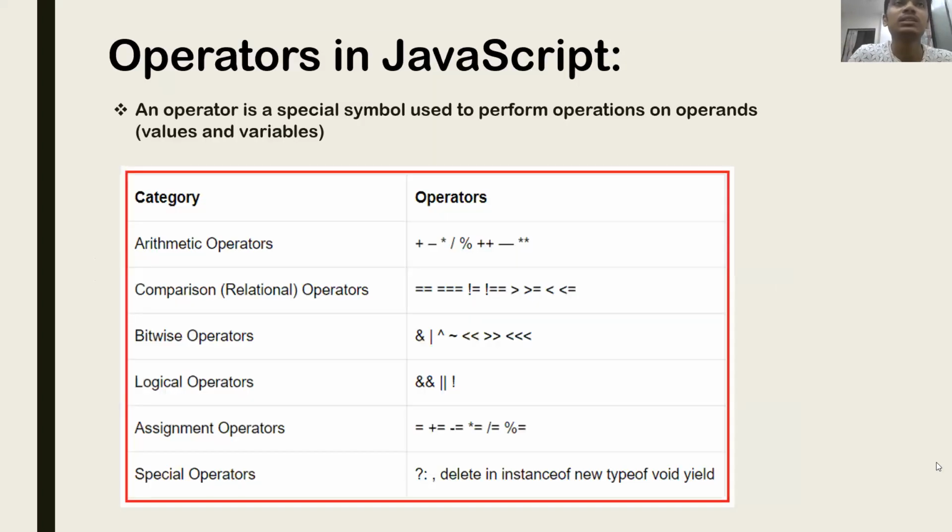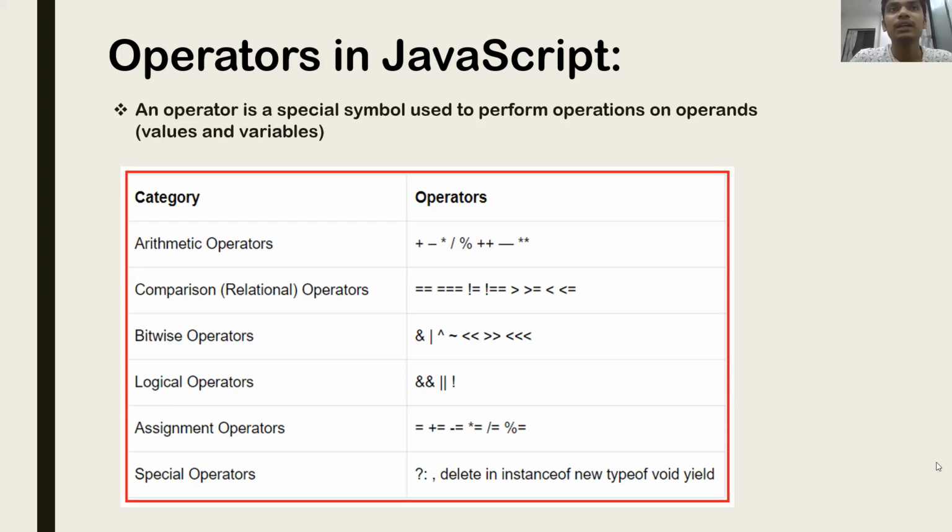The next one is operators in JavaScript. So what are operators? Basically, an operator is a special symbol used to perform operations on operands. Taking a simple example of 2 plus 3, 2 and 3 are the operands, and plus is the operator. There are various types of operators such as arithmetic, comparison, bitwise, logical, assignment, and special operators.